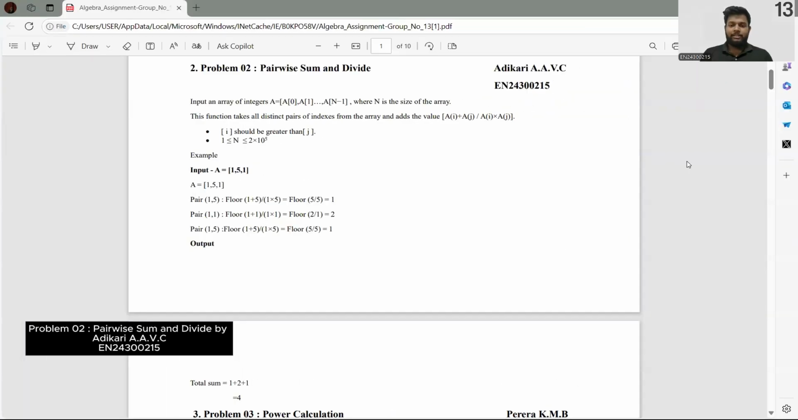Pairwise sum and divide calculates the value for all distinct pairs in an array. For each pair i, j where i is greater than j, we compute (ai plus aj) over (ai times aj) and sum up the results. For the array 1, 5, 1, the pairs are: for 1 and 5, 1 plus 5 over 1 times 5 equals 1. For 1 and 1, 1 plus 1 over 1 times 1 equals 2. For 5 and 1, 5 plus 1 over 5 times 1 equals 1. The total sum is 1 plus 2 plus 1 equals 4. This method is efficient for arrays up to size 200,000.